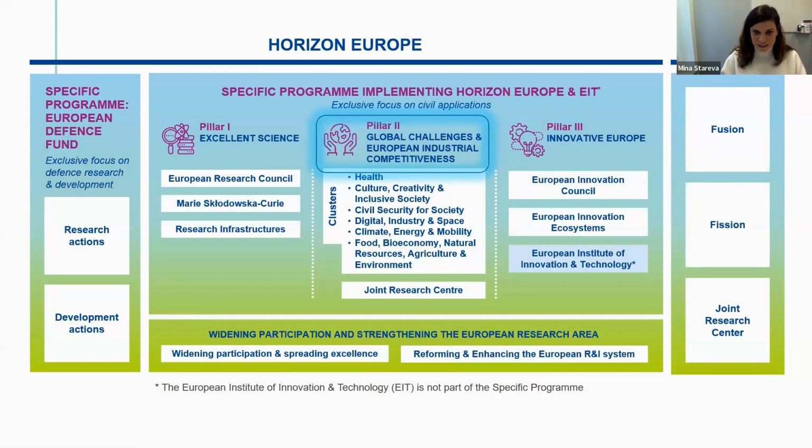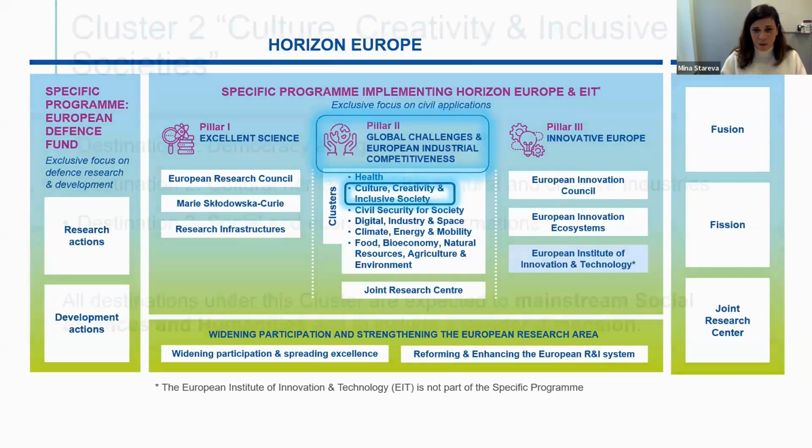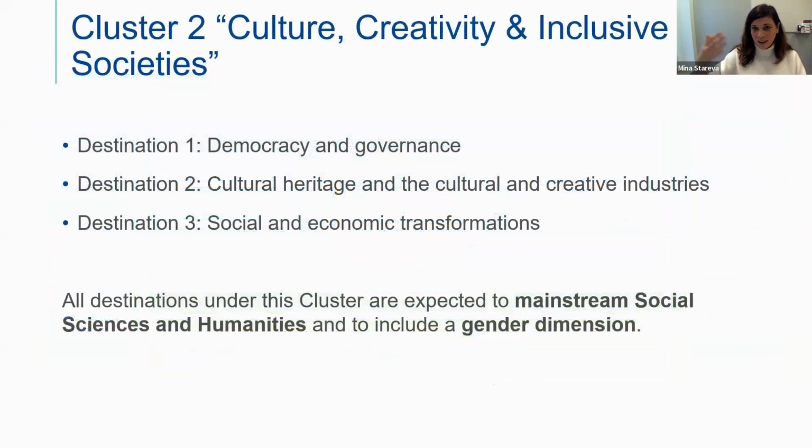Going to the next slide, I would like to guide you through the architecture and the priority, the policy behind the Culture, Creativity, Inclusive Society cluster, where the cluster aims to strengthen, first, European democratic values, including the rule of law and fundamental rights. Second, safeguarding our cultural heritage. And third, promoting socioeconomic transformations that contribute to inclusion and growth.